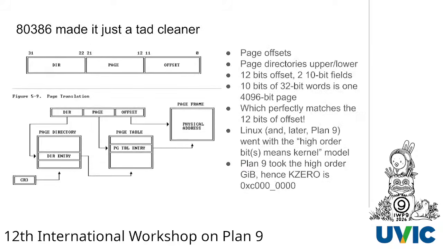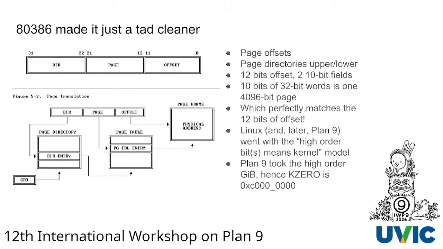The 386 cleaned this up a lot. This is like 10 years again after the VAX. And everybody is so used to this that we don't even think about it anymore. But basically they defined a 12-bit page, a 4K byte page, right? And that's your offset in a page. And then 2 levels of directory.